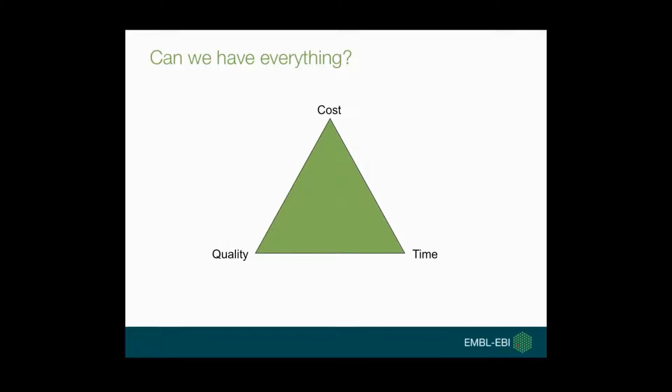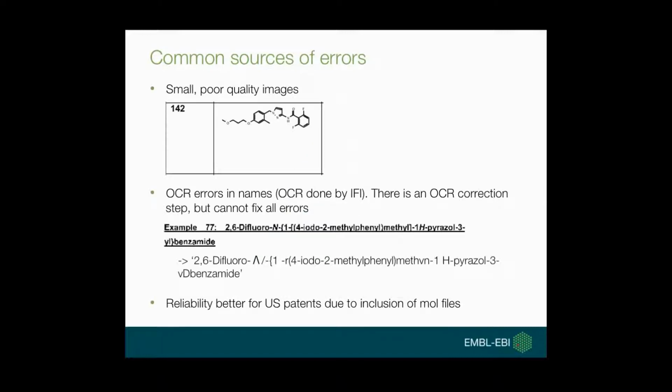So what about quality? We have noticed that there are some common sources of errors when it comes to SureChEMBL. For example, patent documents often include images that are parts of tables, and the images there are very small and poor quality. So when Clyde tries to convert the image to the corresponding structure, it will make mistakes. Maybe a bond will break or a ring will open, and that will result in the wrong structure stored in the database.